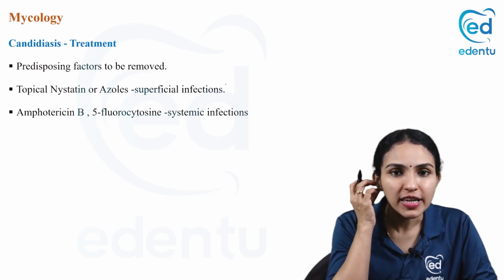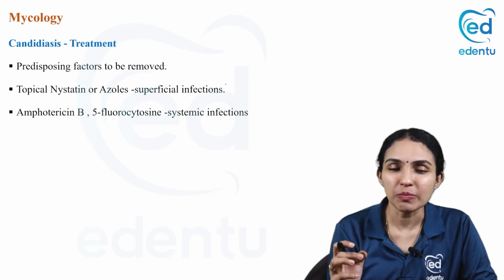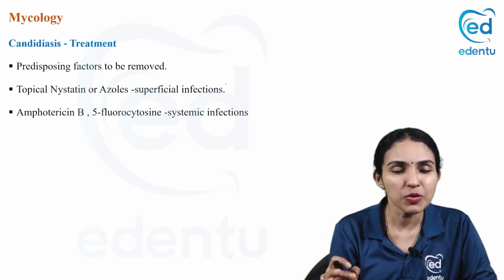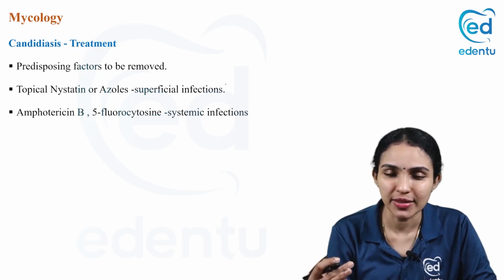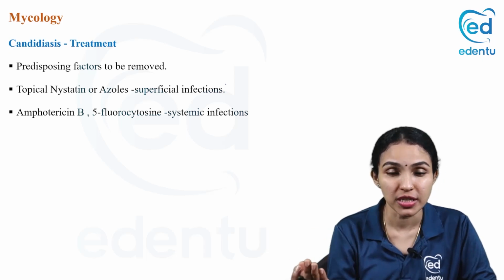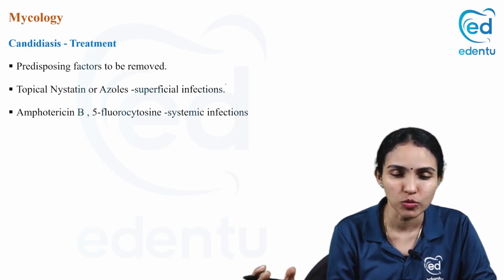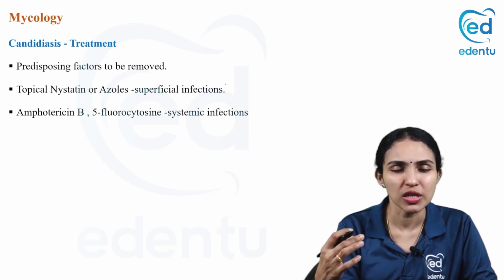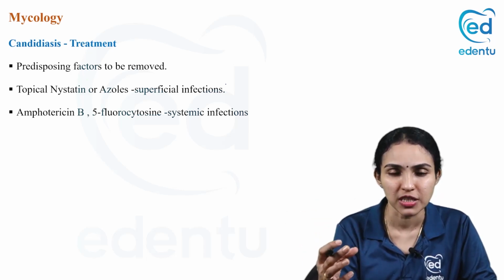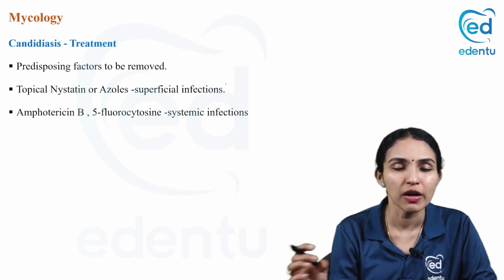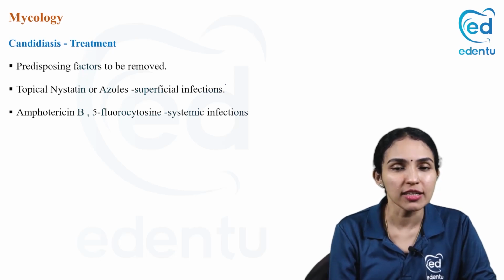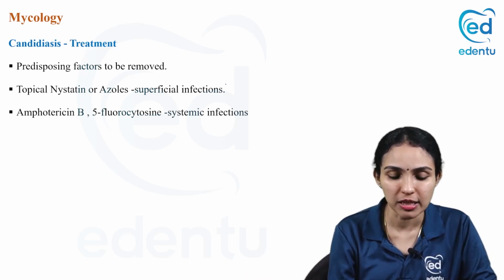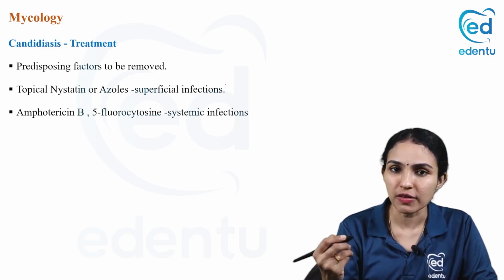Coming to the treatment of candidiasis, very important thing is you have to remove the predisposing factor, especially if it is a catheter-associated infection, a bloodstream or a urinary tract infection, you have to immediately remove the catheters because this organism will be colonizing in the catheter. So even if you give the drugs, it won't be effective, it will be persisting. So you have to remove the catheters or any other predisposing factor. If a patient is diabetic, you have to control the diabetic status. Then you have to give the drugs.